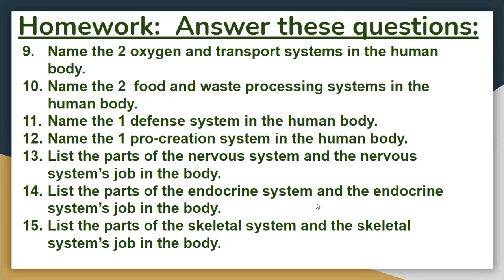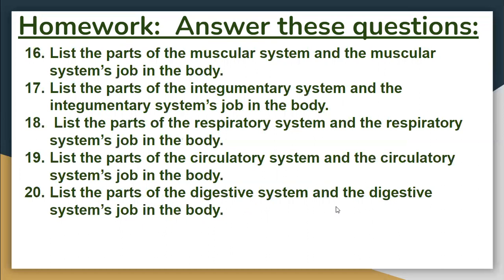Then you're going to list the parts of the nervous system and the nervous system's job in the body. List the parts of the endocrine system and the endocrine system's job in the body. List the parts of the skeletal system and the skeletal system's job in the body. You can get those right from the bullet points on the slides. List the parts of the muscular system and the muscular system's job in the body. List the parts of the integumentary system and the integumentary system's job in the body.